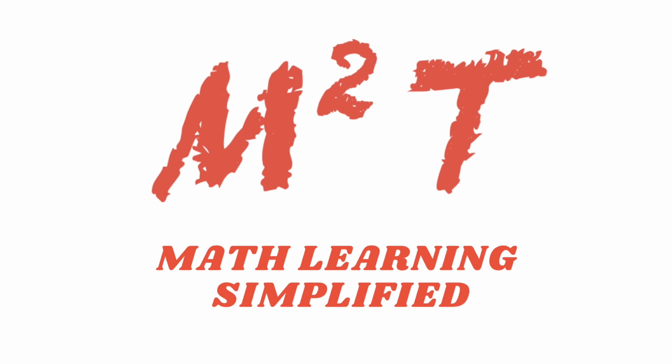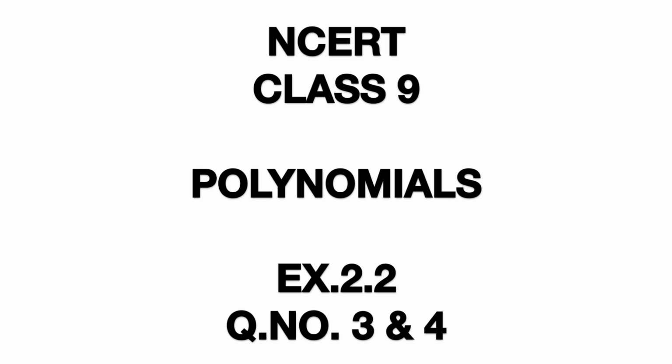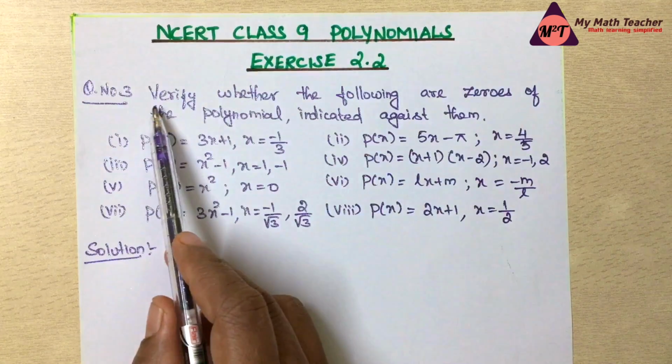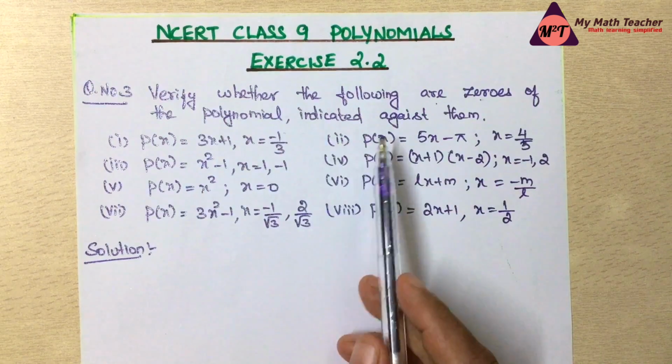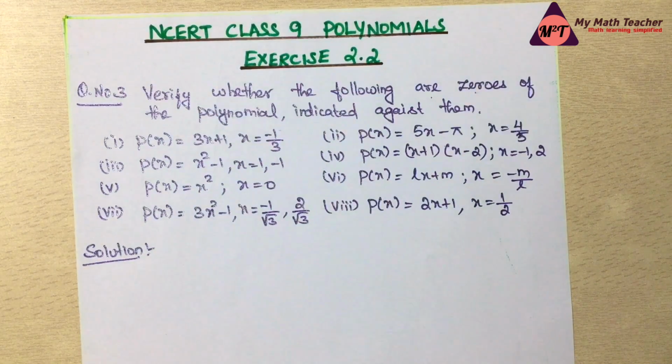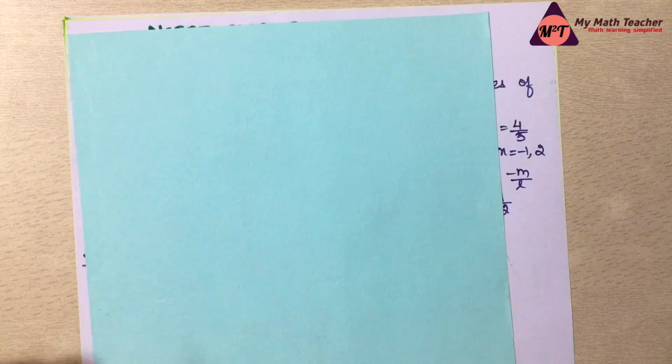In this video, I am going to solve question number 3 and 4 from exercise 2.2. This is for class 9 students from NCERT syllabus. The chapter is polynomials. Third question is: verify whether the following are zeros of the polynomials indicated against them. Now this topic is about zeros of the polynomial.